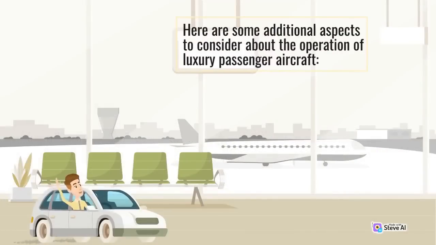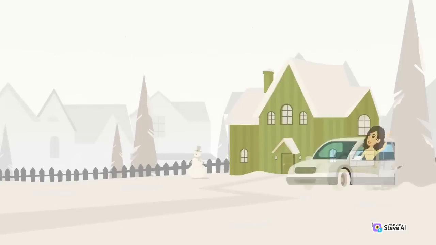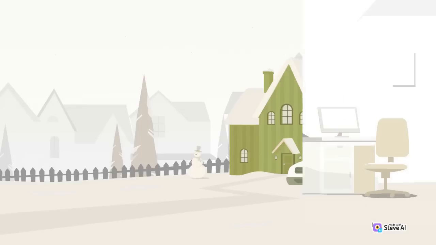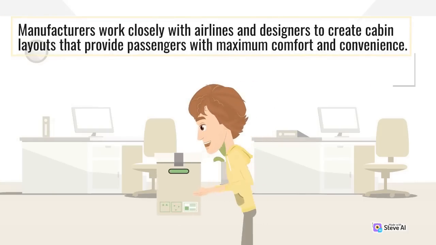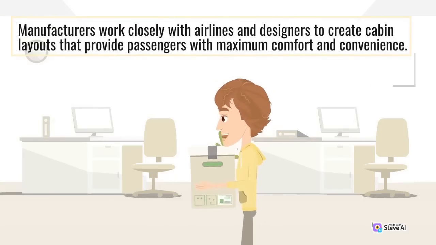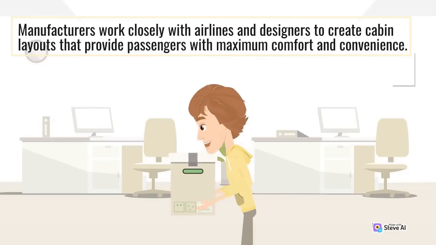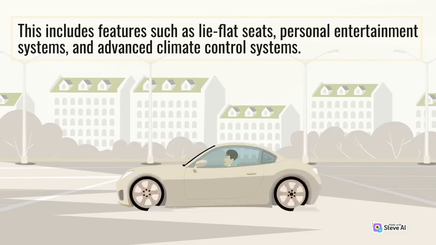Here are some additional aspects to consider about the operation of luxury passenger aircraft. Cabin design. The cabin design of luxury passenger aircraft is a critical aspect of the travel experience. Manufacturers work closely with airlines and designers to create cabin layouts that provide passengers with maximum comfort and convenience. This includes features such as lie-flat seats, personal entertainment systems, and advanced climate control systems.